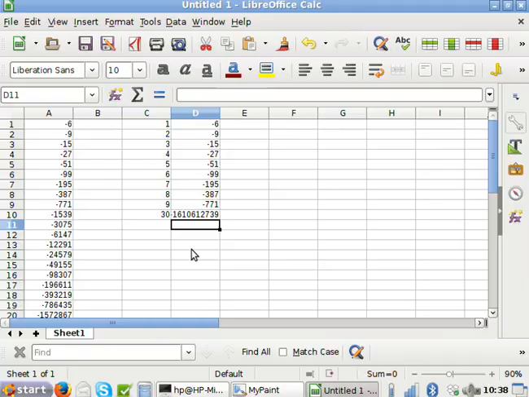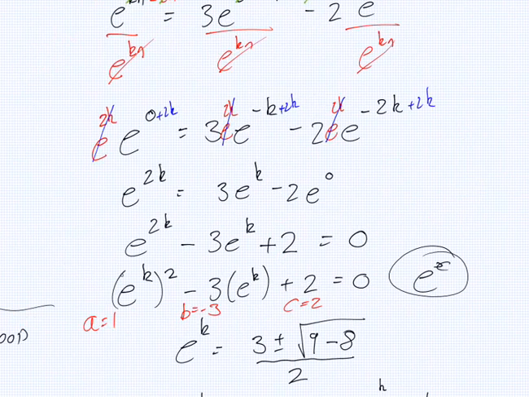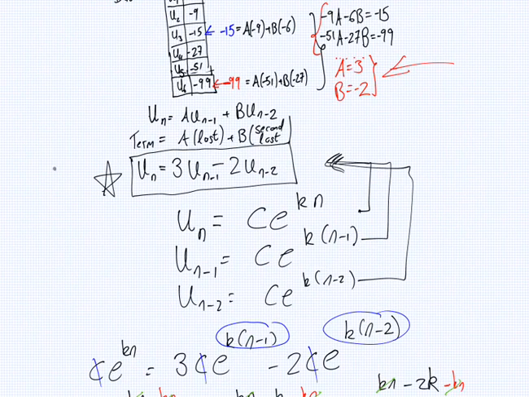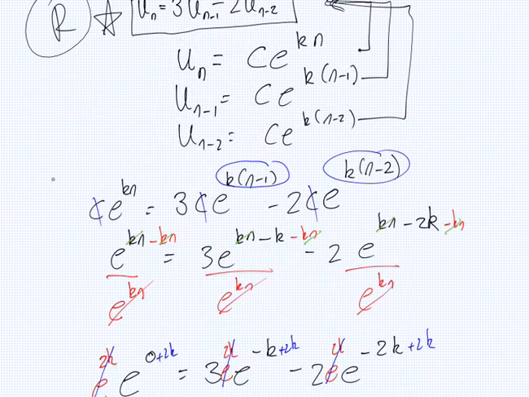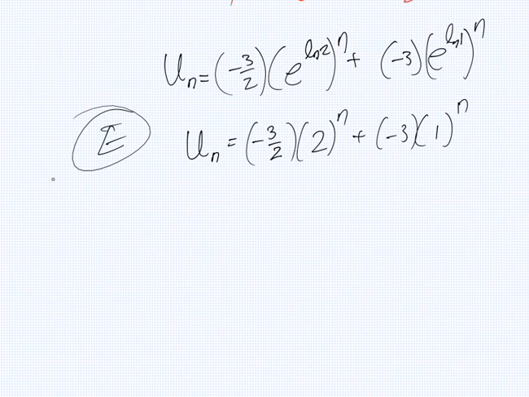Oh wait, I remember what I forgot. Back up here. I forgot to put in my A and B that I just have. Where's my A and B gone? Oh wait, up here. I forgot to put my A and B back in my formula. Here there should have been an A, and here there should have been a B.